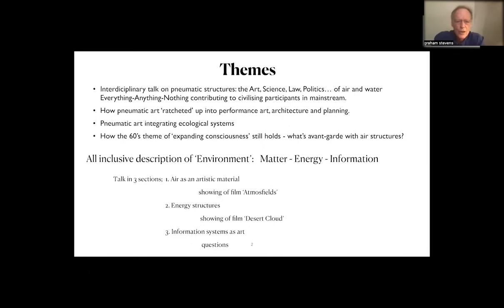So the all-inclusive description of the environment I can think of is to include matter, energy, and information. So air as an artistic material will form the first part of the talk. And then we'll show a film, Atmospheres, and the second part will be called Energy Structures. And the third, then we'll show this film, Desert Cloud, and the third will be called Information Systems as Art.